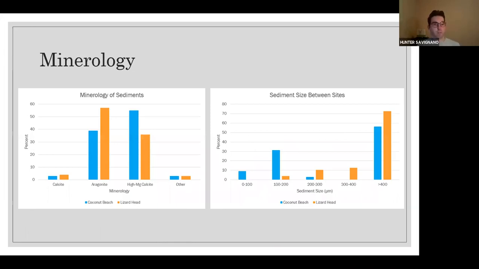So here are the results from the mineralogy. So the most important thing to note for the mineralogy here is that Coconut Beach has a large amount of high magnesium calcite, meaning it has a large amount of the unstable calcites, while Lizard Head has aragonite, which is much more stable. In addition, Coconut Beach is predominantly composed of smaller sediments, as you can see over here, while Lizard Head is predominantly composed of larger sediments up here.